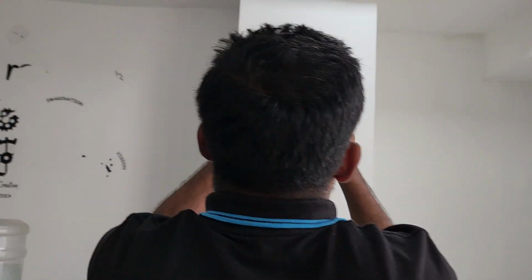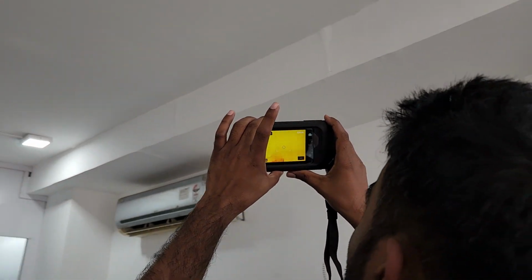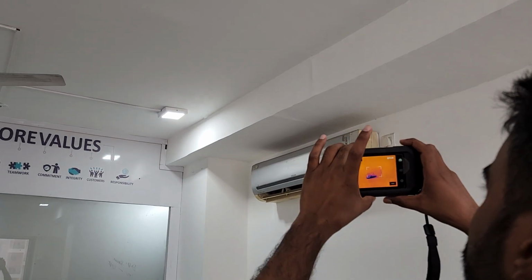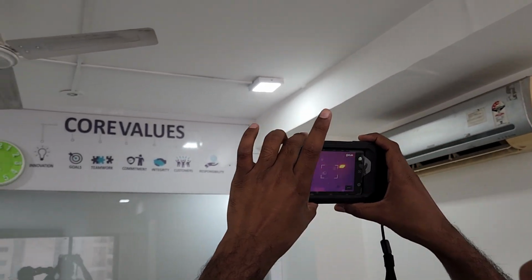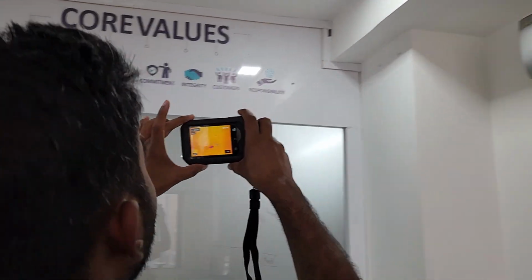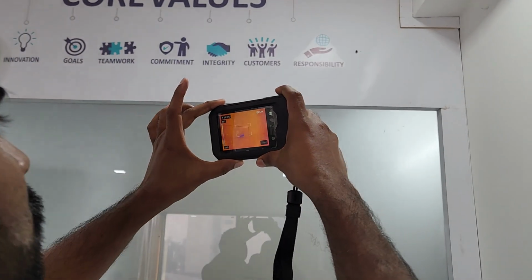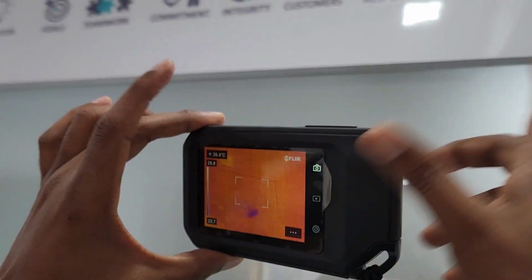Here you can also see, you can scan the entire building, the entire area, by marking the cold spots. Here is the AC, and the hot spot is showing in bright yellow. Here we also notice that this area is showing some kind of leakage, but it is not leakage.